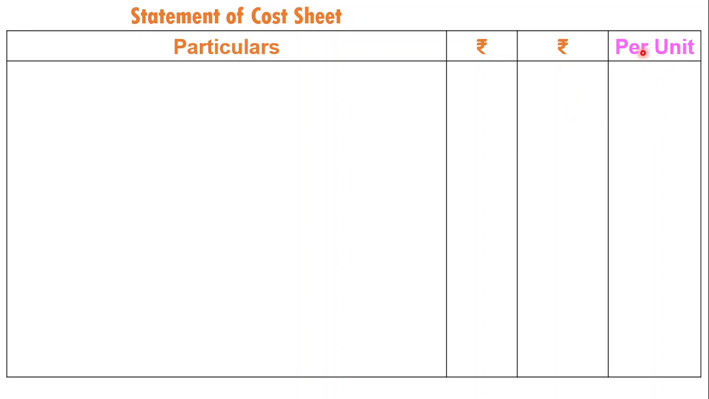Please make it as per ton. Instead of per unit, you can also mention it as per ton. Also mention the output as 400 tons, because output is already given. So mention per ton or per unit as per your convenience. Now the first item to be recorded in the statement of cost sheet is direct materials.